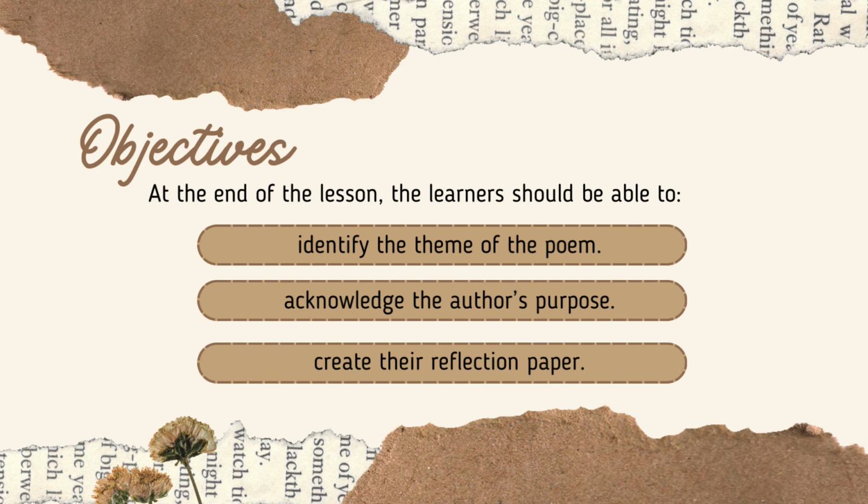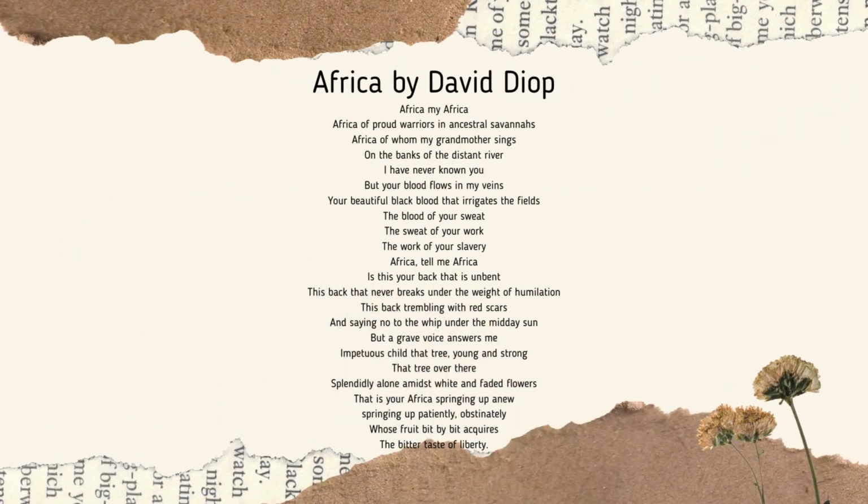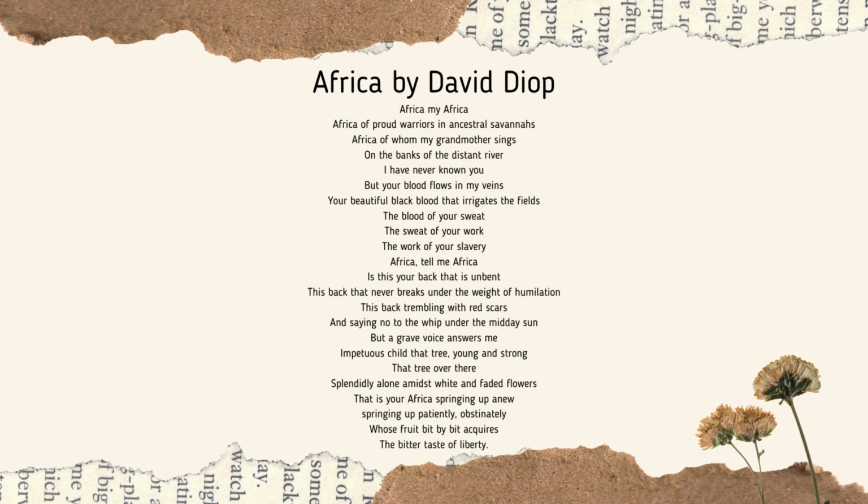Let me read the objectives of this lesson. At the end of the lesson, the learners should be able to identify the theme of the poem, acknowledge the author's purpose, and create their reflection paper. Okay, class, allow me to show you the literary work of David Diop, which is entitled Africa. I want you to read it together in 3, 2, 1, go.